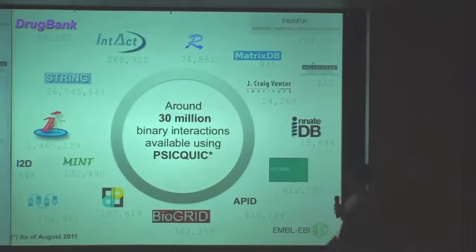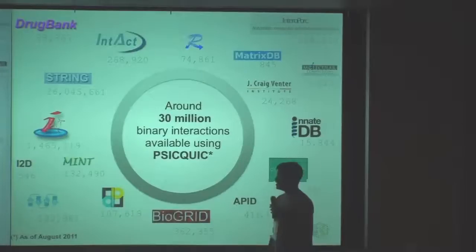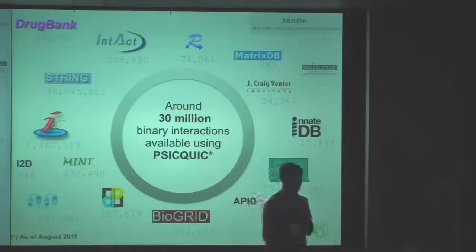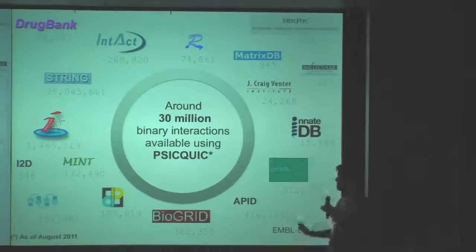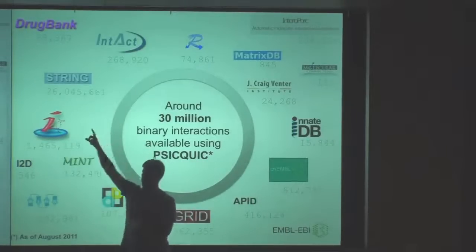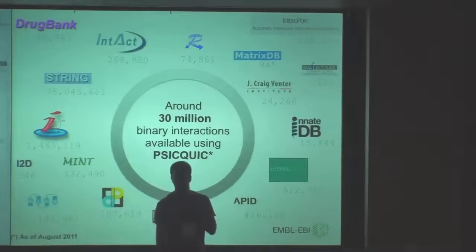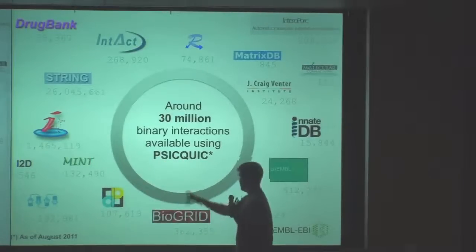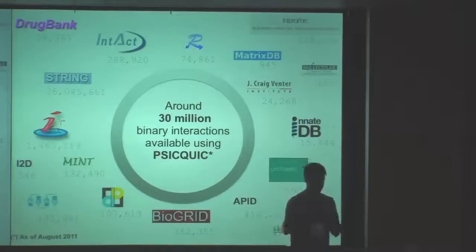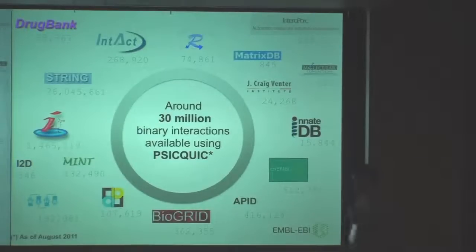Through this set of services, more than 30 million molecular interactions are available, which is a bit misleading because 26 million already come from the STRING database, which contains a lot of predicted molecular interactions. But still, many of the major molecular interaction resources are already providing their data to PSICQUIC.